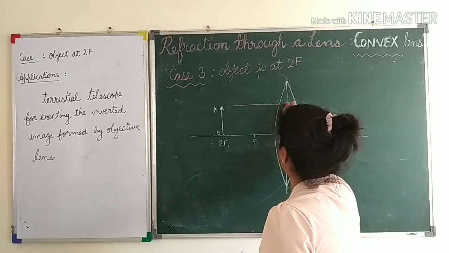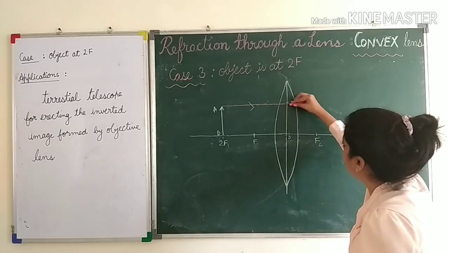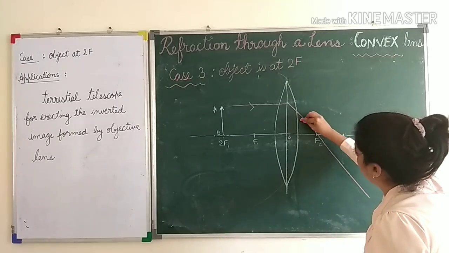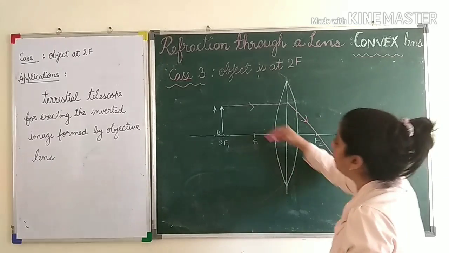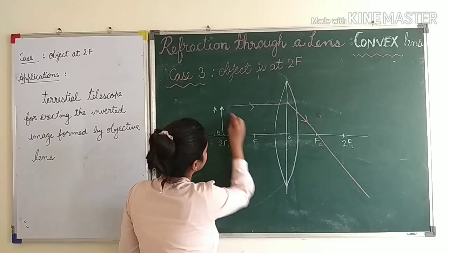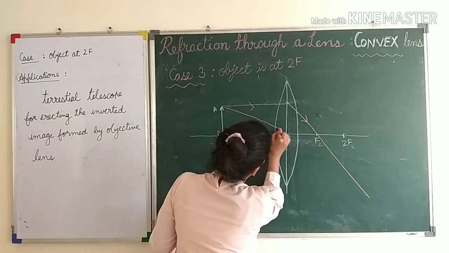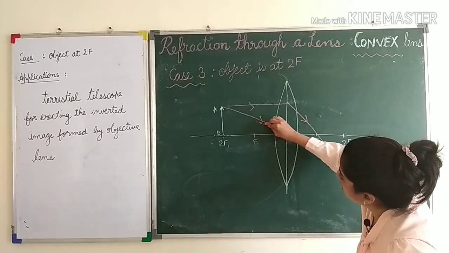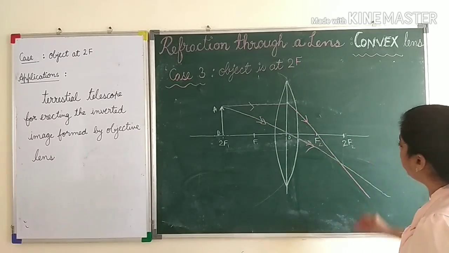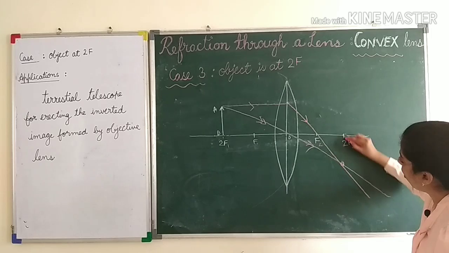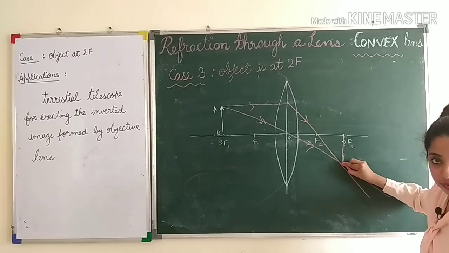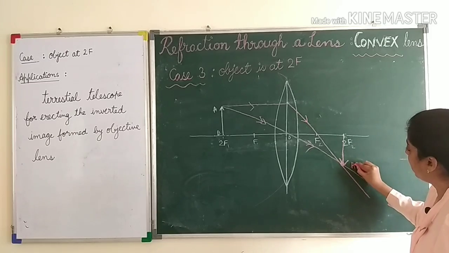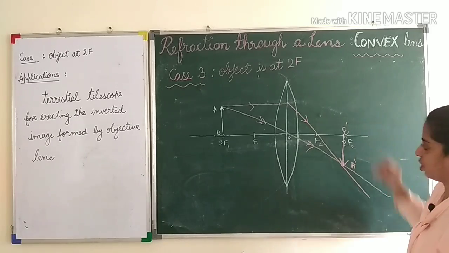First rule, make a parallel line to the principal axis. After reflection, make it pass through focus. Put 2 arrows. Second, make a line passing through optical center. So this arrow and this arrow, you will notice that they meet at a point which is exactly at 2F. So the image formed will be at 2F2. This is A dash and this is B dash.